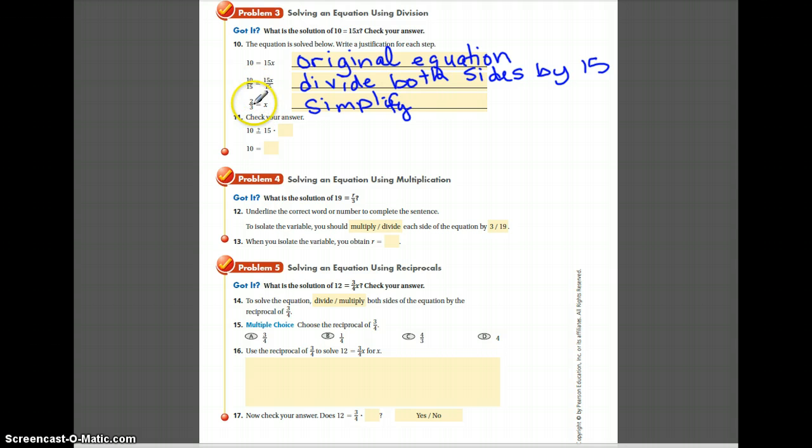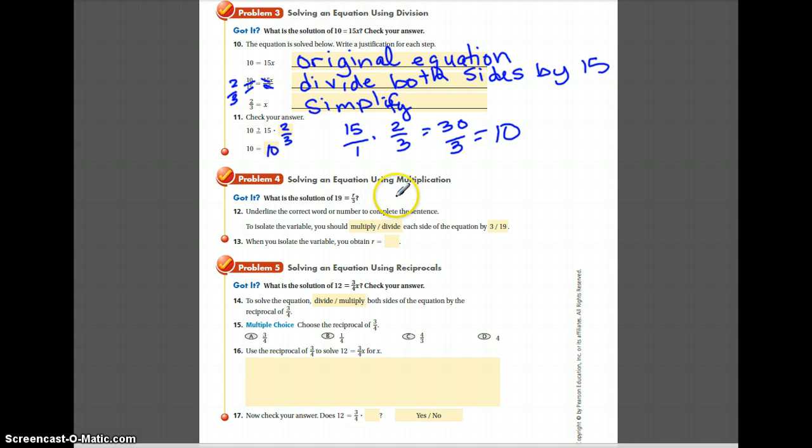10 over 15 simplifies to 2/3 because 5 goes into 10 twice and 5 goes into 15 3 times. And then here the 15 over 15 is just equal to 1, so you end up with x, and x is isolated. When you check your answer, 15 times 2/3 is equal to 10. Here's the fraction work. 15 times 2 over 3 is equal to 30 over 3, which is 10. Remember, with fractions, you just multiply straight across. You don't have to find common denominators.